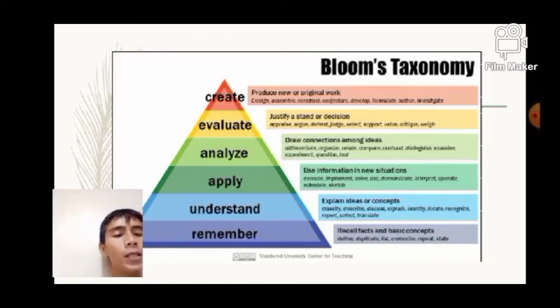Create. After justifying or analyzing, produce new or original work. Create, mao ni siya ang create. Produce new or original work. After justifying or analyzing, we then create concepts on our own based on what we explained or learned.